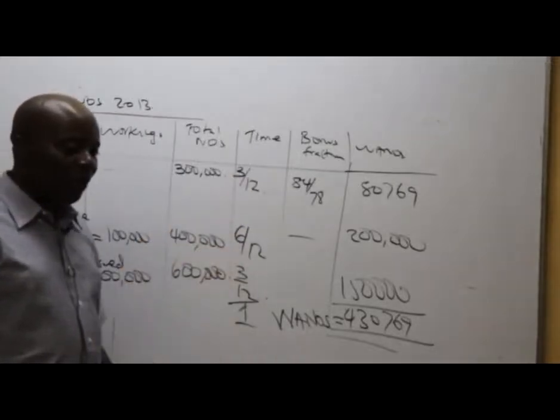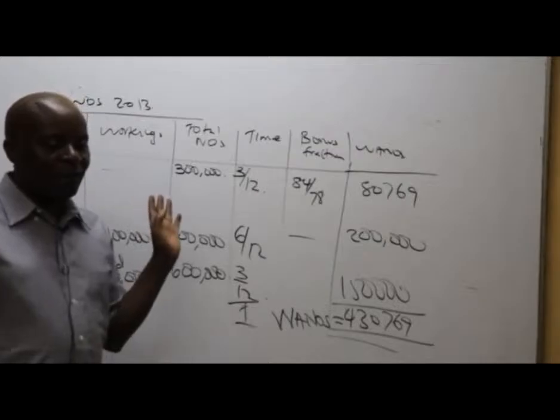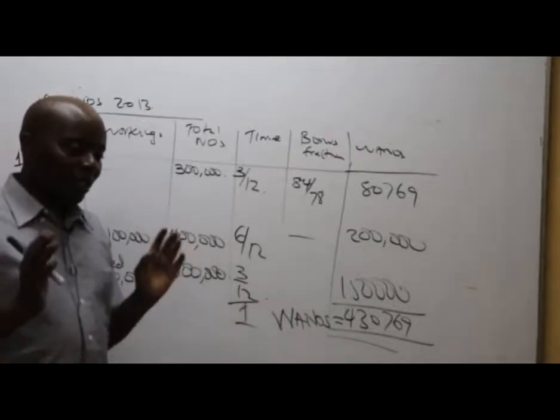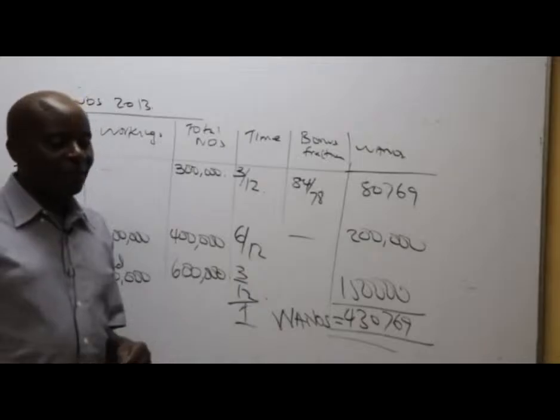However students count, going downwards, there is no bad method. The most important thing is that we get the same thing.